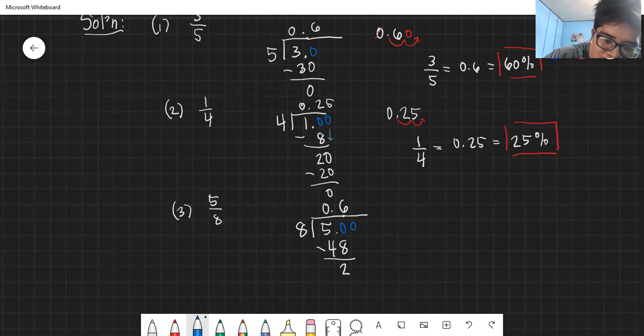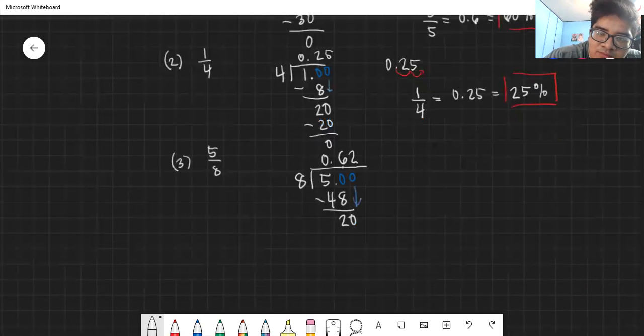Add a 0, bring down that 0, and ito na, 20. Ilang 8 meron ang 20, guys? Dalawa. Kasi 2 multiplied by 8 is 16, and 4. Subtract yan, di ba?